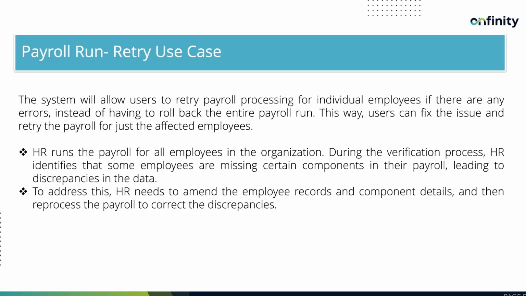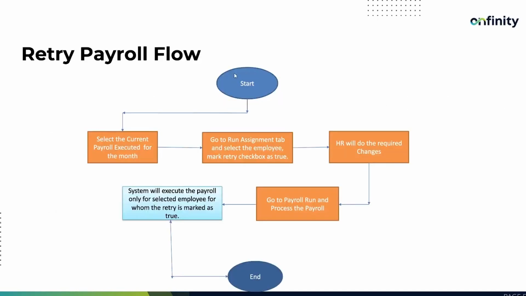pay data. To fix this, HR needs to go into the system, amend the employee record and their component details to add the missing information, and then reprocess the payroll specifically for those affected employees to correct the discrepancy. Here we have a flow outlining the retry payroll process.